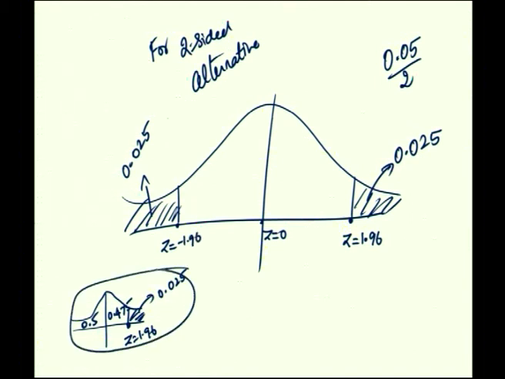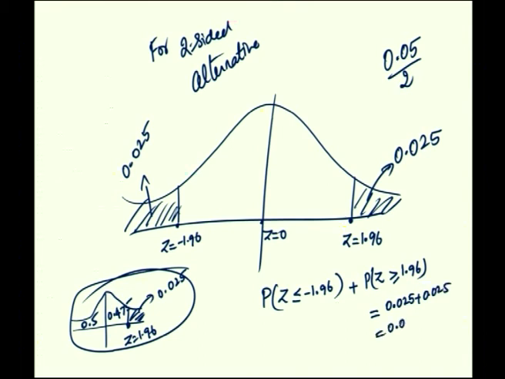Now, actually I have drawn this diagram only for spotting out the z value. Actual diagram is 0.025 on both sides. So, z greater than or equal to 1.96 and z less than or equal to minus 1.96, the total value is 0.05. So, we write P of z less than or equal to minus 1.96 plus P of z greater than or equal to 1.96 is equal to 0.025 plus 0.025 is equal to 0.05. That is your alpha value, right?